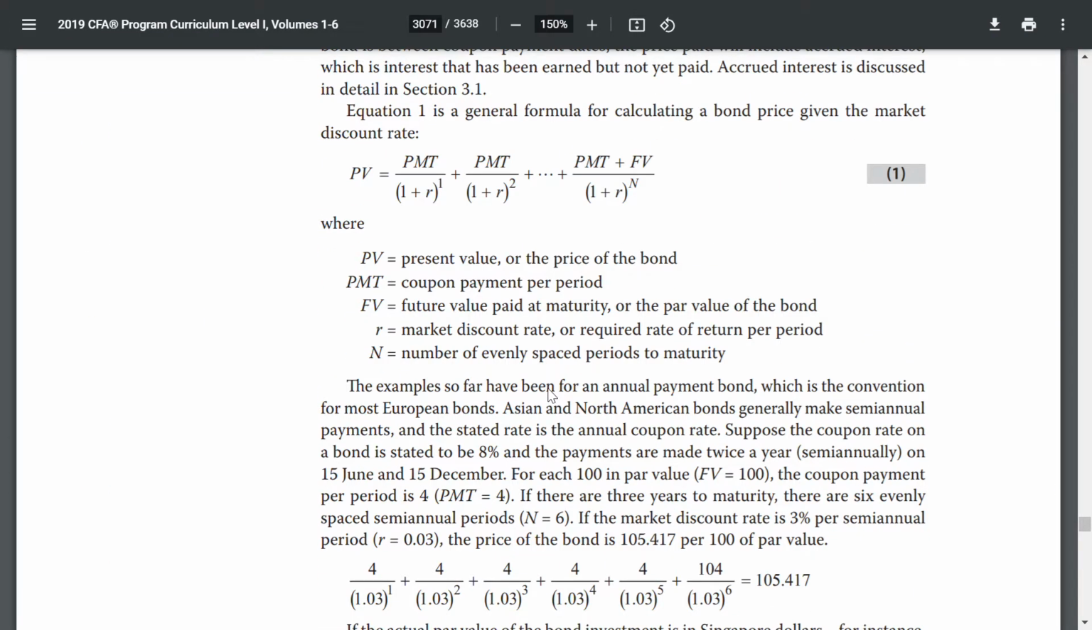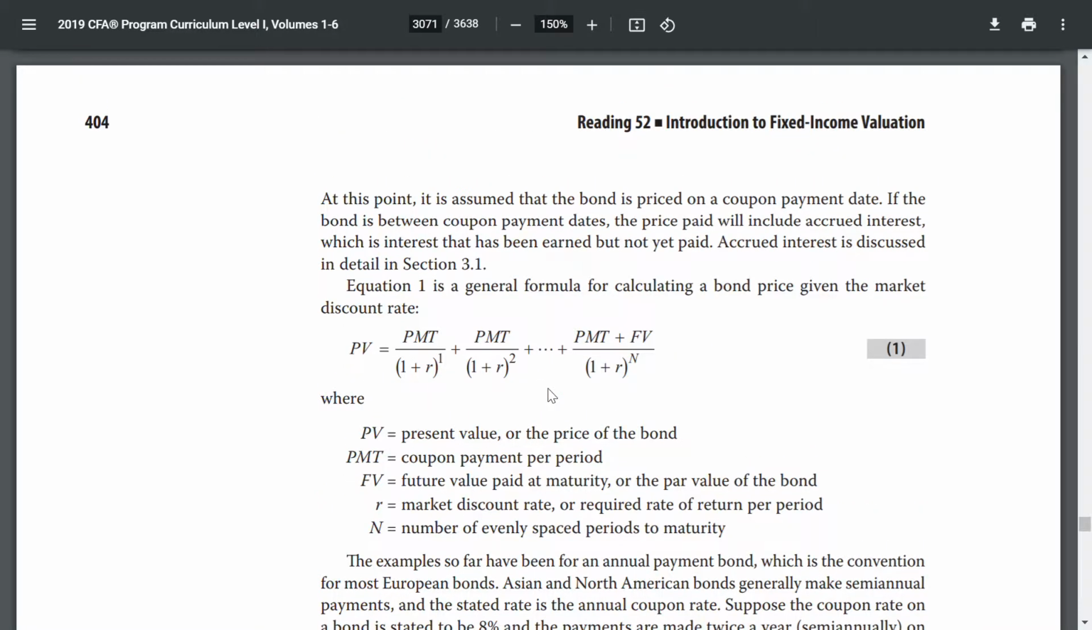At this point, we have assumed that the bond is priced on the coupon payment date. If the bond is between coupon payment dates, the price paid will include accrued interest, which is interest that has been earned but not yet paid. Accrued interest is discussed in detail in section 3.1. Equation 1 is a general formula for calculating a bond price given the market discount rate.